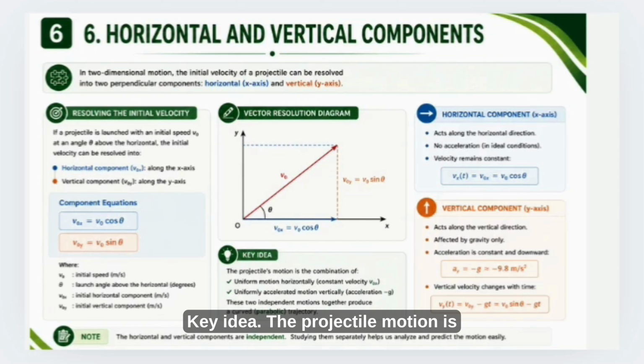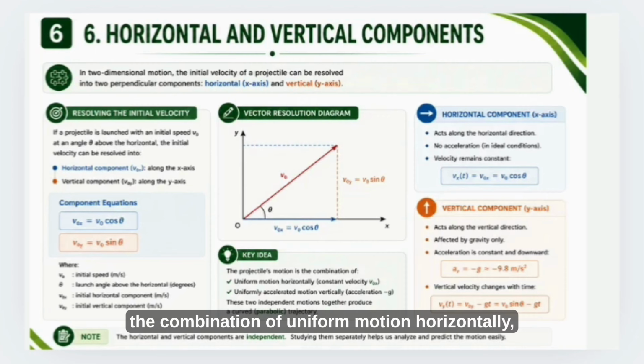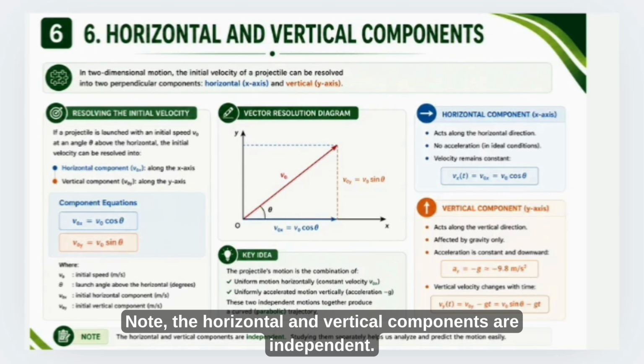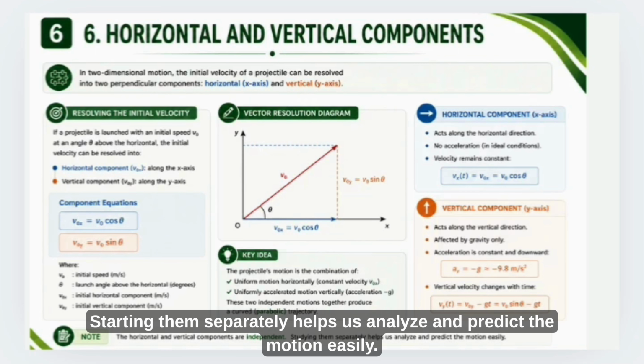Key idea: the projectile's motion is the combination of uniform motion horizontally and uniformly accelerated motion vertically, and these two independent motions together produce a curve, which is the trajectory. Note, the horizontal and vertical components are independent. Studying them separately helps us analyze and predict the motion easily.